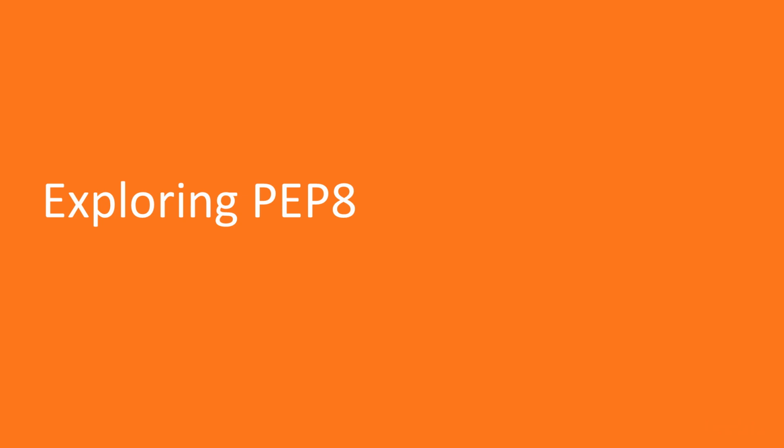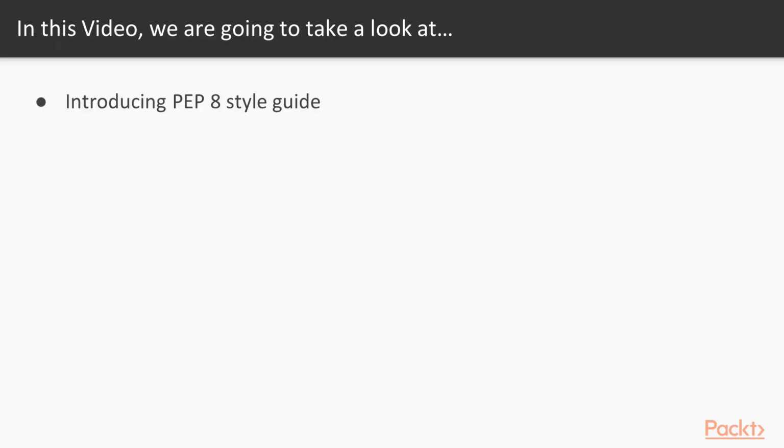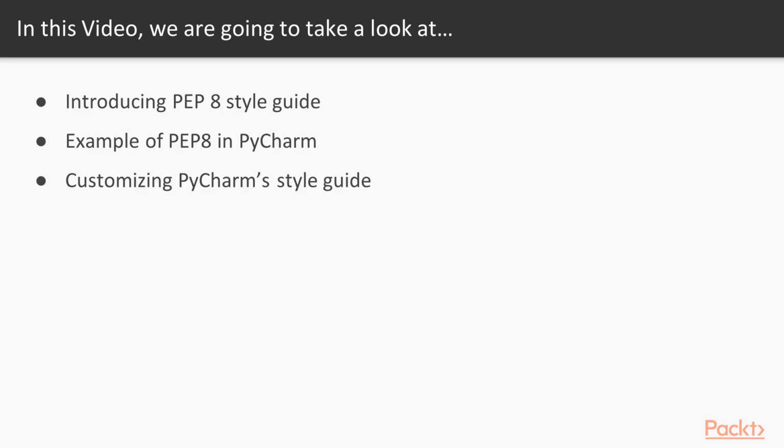So let's begin by talking about Python coding standards. First, we introduce PEP8 guidelines and provide a couple of examples. We'll then show how PyCharm already warns of PEP8 compliance issues, and also allows us to customize these guidelines to meet our own style guides, to meet our own coding standards.